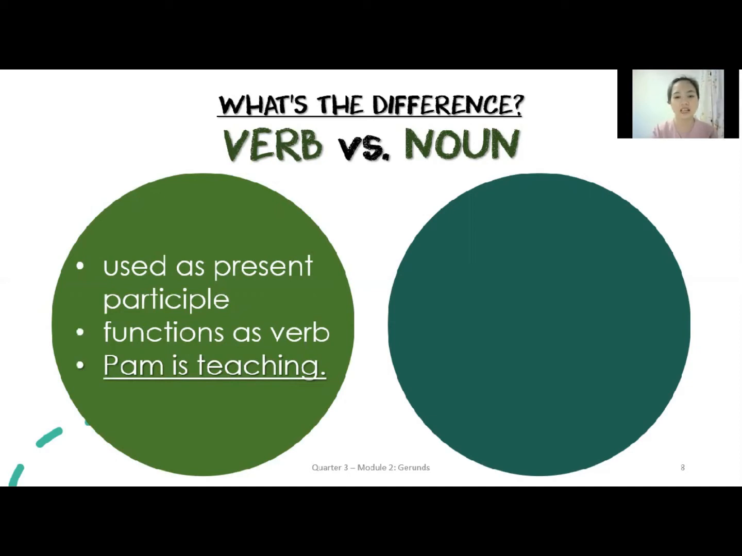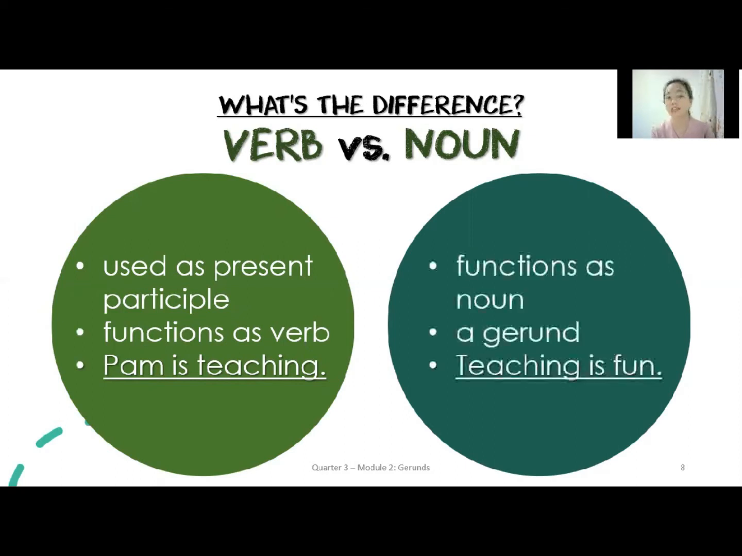However, it is a gerund if it is functioning as a noun. How can we identify if it is a gerund? We can identify if a word with ing is a gerund if it is functioning as a noun. An example sentence here is: teaching is fun. Here we are going to answer what is fun. Since it will answer the question what, therefore it is a noun. Since the word with ing here is a noun, it functions as a gerund. I hope everything is clear to you. What is the difference between a word with ing as a verb and a word with ing as a noun?